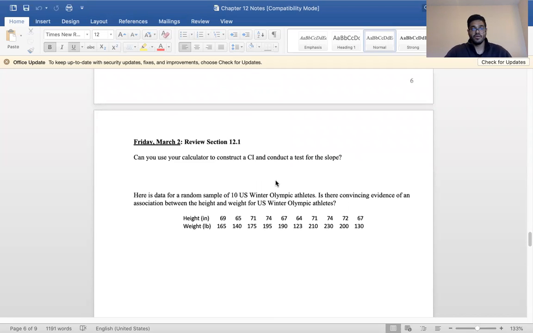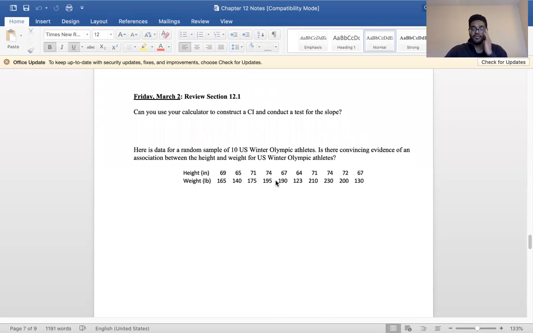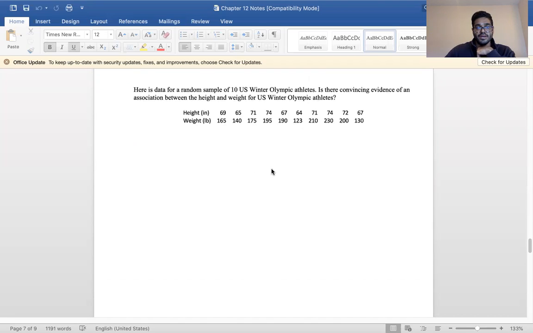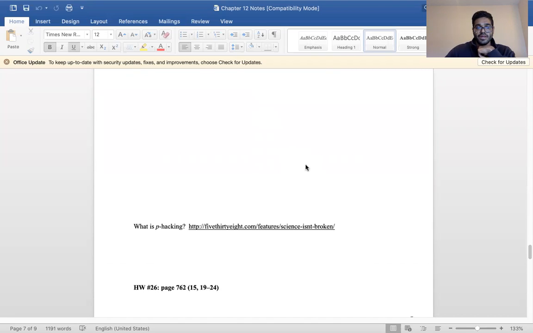Okay, so now last couple of things. We might just get the whole unit done in one video, which is kind of cool. So can you use a calculator to construct the CI? Yes, but you're still going to do all 4 steps, and we'll look at that together. But here's a good practice problem. We'll do all 4 steps together in class. Again, if you want to take a shot at it, please do.